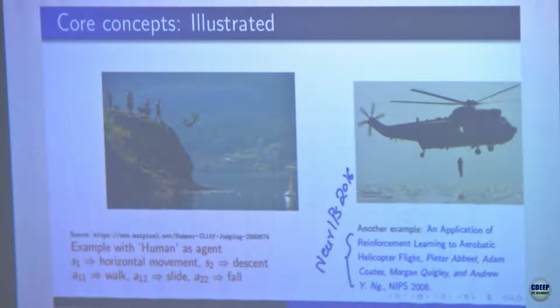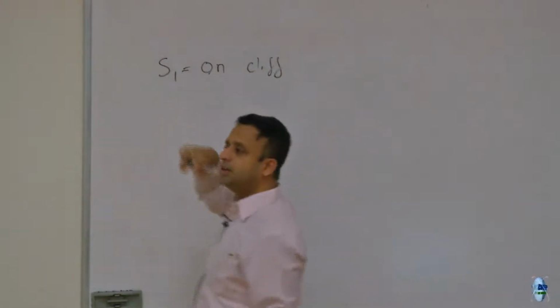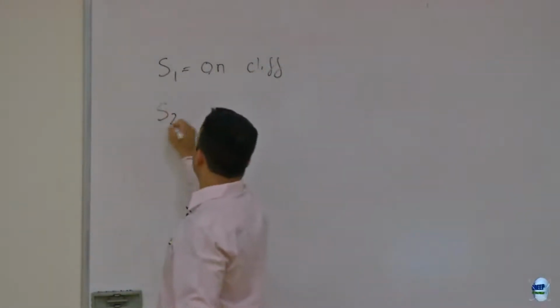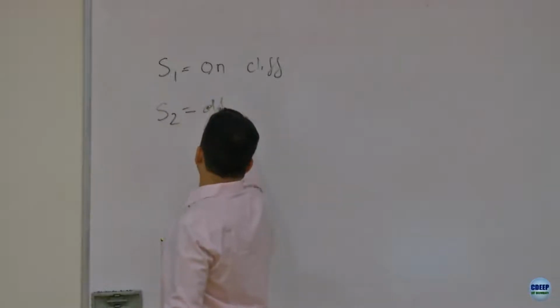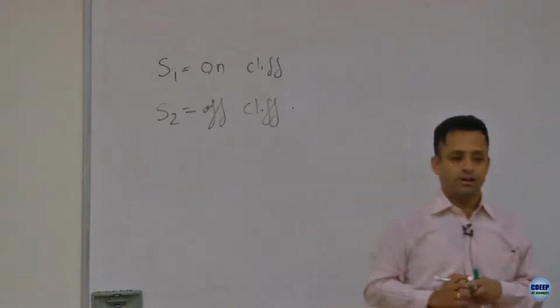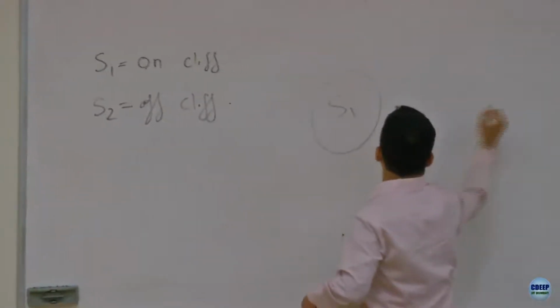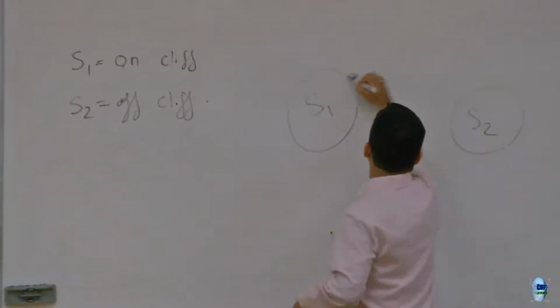corresponding to S1, which is basically cliff, and S2 is off the cliff. S1 is on the cliff, or we call it horizontal movement on the cliff. S2 is off the cliff, which will basically mean a descent or a fall. And we saw this transition S1, S2.